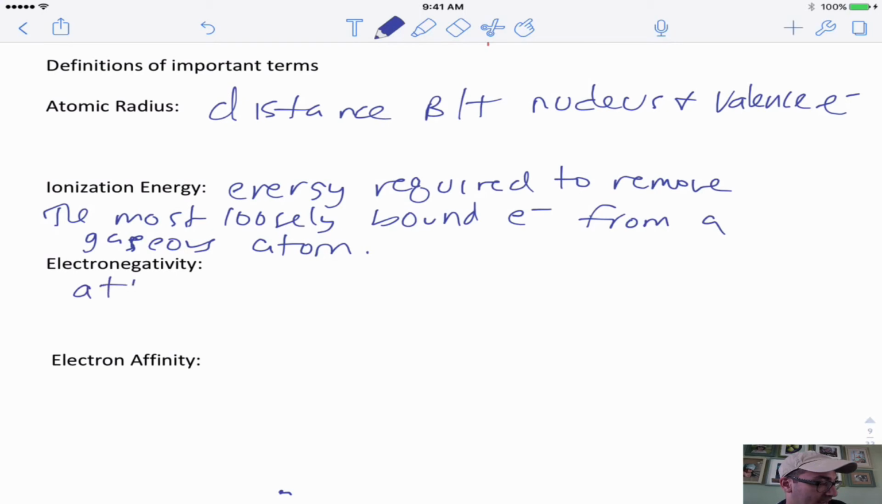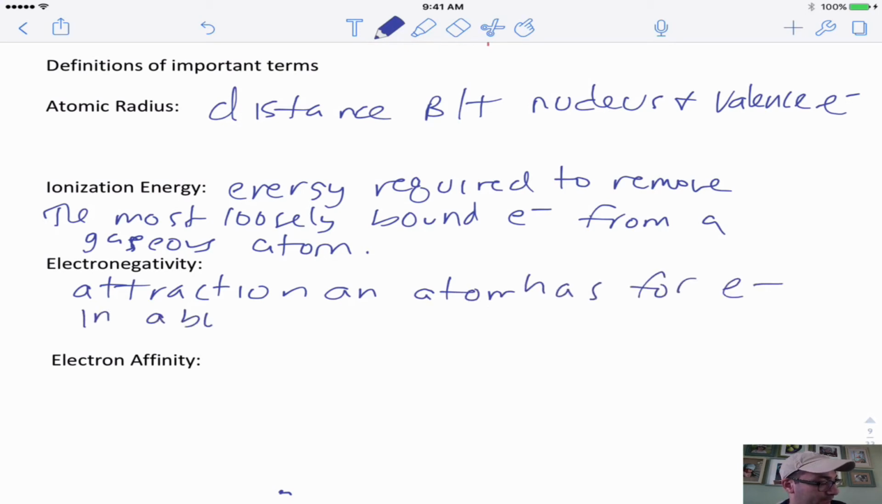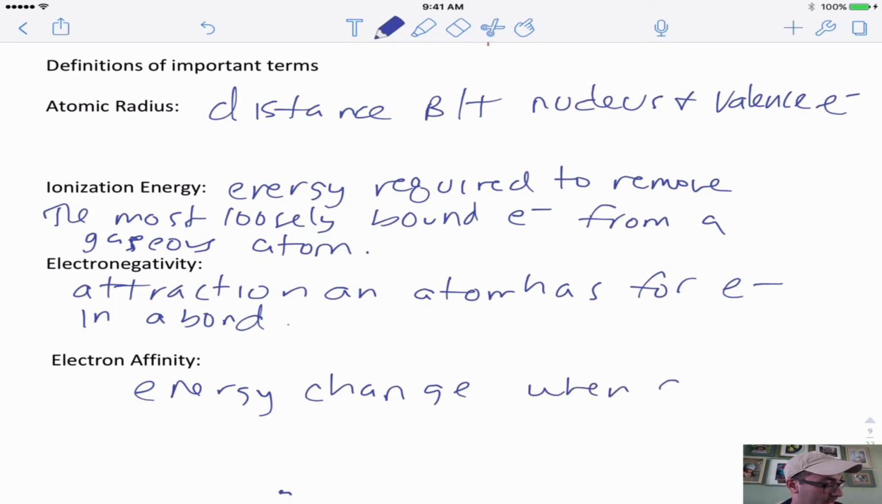Electronegativity is the attraction an atom has for electrons in a bond. So electronegativity only applies when you're bonded. And then finally, electron affinity. This is the energy change, and it could be positive or negative, when an atom gains an electron.